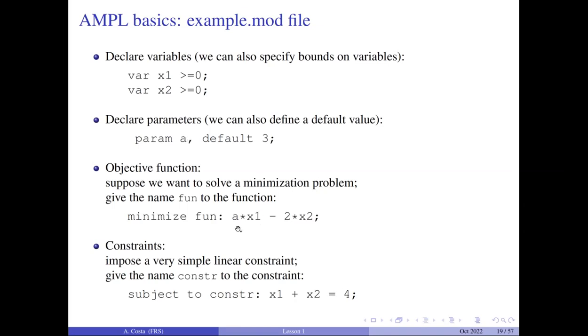So this reads minimize 3x1 minus 2x2. Then we have the constraints, and the way to define constraints is to use the keyword subject to. Then you put a name. It can be any name. Here I put as an example const, but it can be C1, C2. It can really be anything you want. And then similarly to the objective function, you define the expression. So in this case, the constraint we want to satisfy is x1 plus x2 equal to 4.